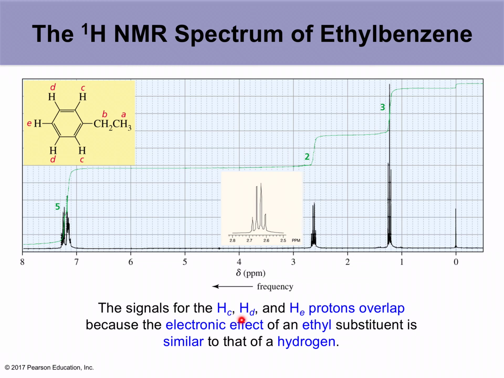The signals for the Hc, Hd and He protons overlap. You see here, because the electronic effect of an ethyl substituent is similar to that of a hydrogen. So all of these are going to be in this area, close to 7.2. And then if you look at A and B, A is 3 hydrogens going to split to a triplet due to the 2 adjacent hydrogens. So this is a triplet. And then the B hydrogens, that is going to be your 2 hydrogens, will split into a quartet. You see, quartet due to the neighboring 3 hydrogens.